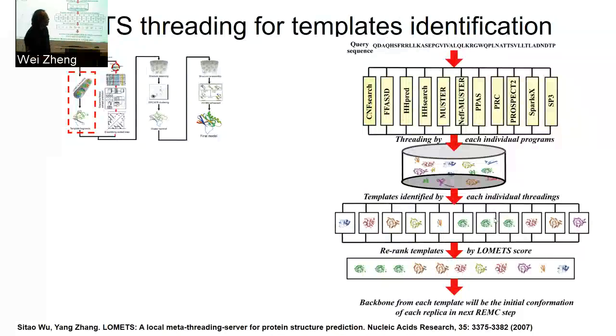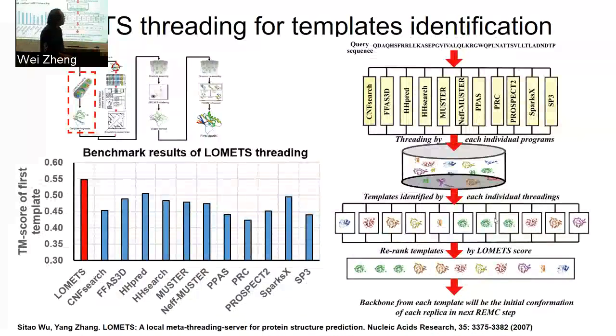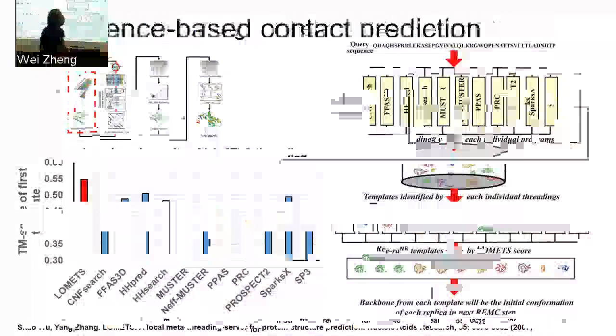Okay, then we will continue. Here we show the benchmark result of LOMETS and its competing 11 single threading servers. Y is the TM score of the first template. So we can see that for meta-threading methods, LOMETS is at least 10% better than the second best method, HHpred. So this means if you are using a meta-threading method, it actually improves the template identification ability compared to a single threading server.